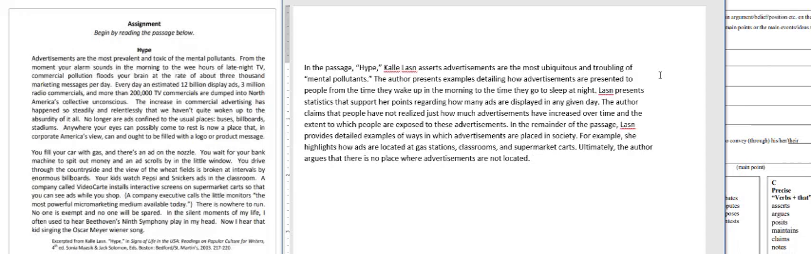Lassen presents statistics that support her points regarding how many ads are displayed in any given day. The author claims that people have not realized just how much advertisements have increased over time and the extent to which people are exposed to these advertisements. In the remainder of the passage, Lassen provides detailed examples of ways in which advertisements are placed in society. For example, she highlights, and this is again another key verb here, how ads are located at gas stations, classrooms, and supermarket carts. So I pulled those directly from here. And then ultimately, the author argues that there is no place where advertisements are not located.